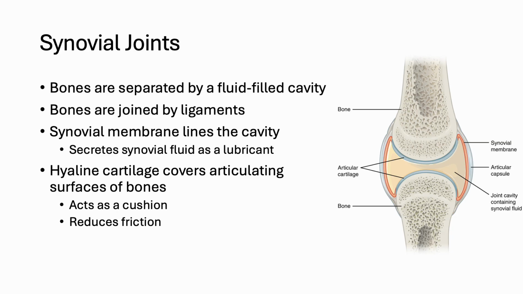The ends of the bones are covered with hyaline cartilage, which cushions and absorbs shock, preventing wear from repeated motion. Synovial joints include various types such as hinge joints, which allow movement in a single plane, and ball and socket joints, which permit rotation and multidirectional movement. Additional structures like bursa, which are fluid-filled sacs, and menisci, which are cartilage pads, enhance cushioning to distribute forces evenly across the joint.